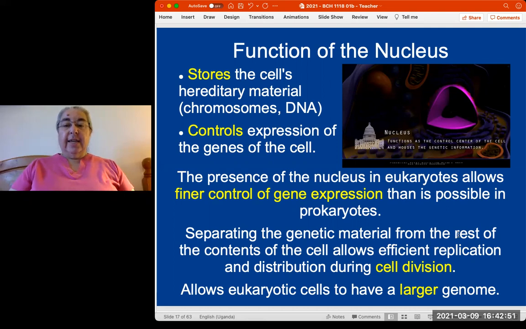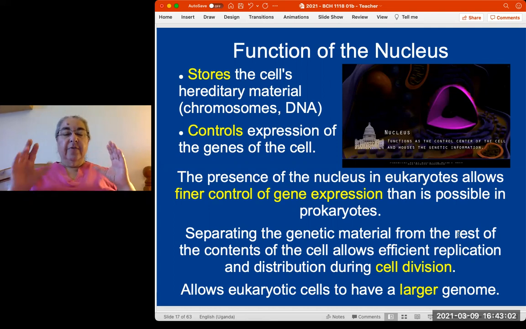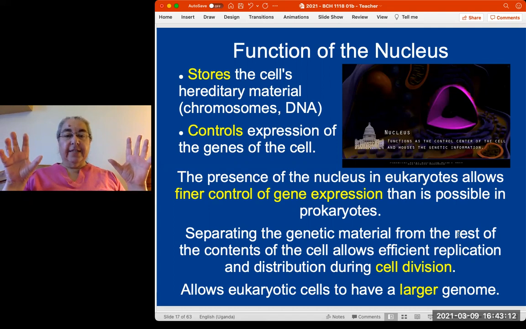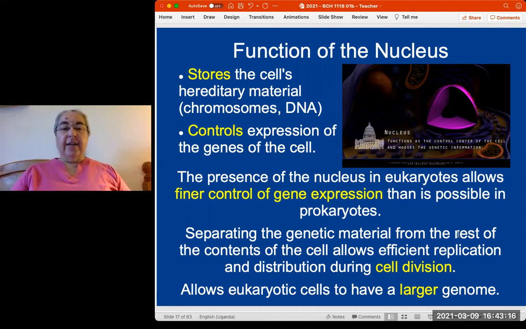Another reason for having a nucleus is that separating the genetic material from the rest of the contents of the cell helps during cell division to make sure that the two sets of genetic material are very precisely placed in the two new cells after cell division. We'll be looking at exactly how that's done in a few weeks' time. Because of having the nucleus and being able to organize DNA in the nucleus, eukaryotic cells can have a larger genome. They can have more DNA, more genes, more instructions to make more different things than a prokaryote has.